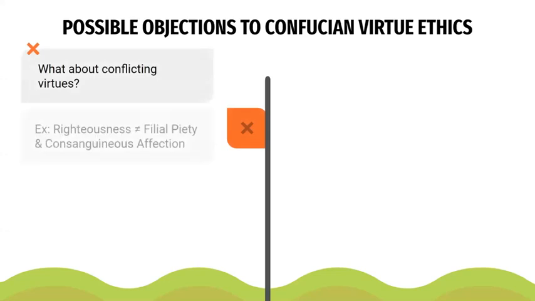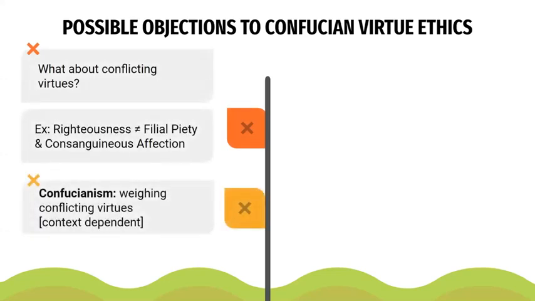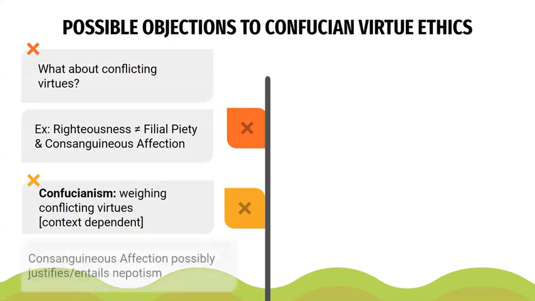Okay, possible objections. Again, what about conflicting virtues? That could be an issue. Confucius differs from Aristotle here. Confucius thinks that you can weigh conflicting virtues, and those are going to be context dependent. Whether or not that's going to be motivating for everyone, it's not going to be clear. But some people take issue with Confucius for that.